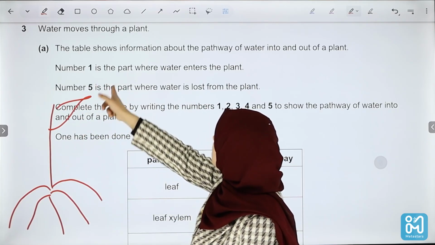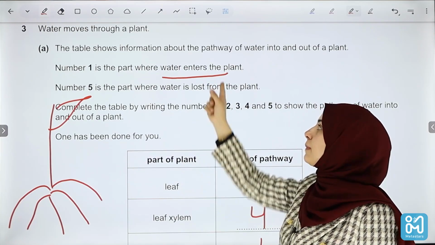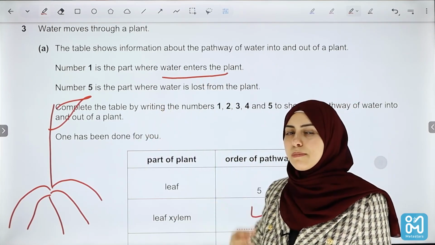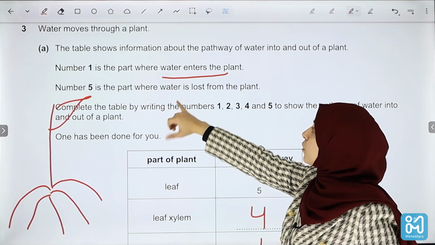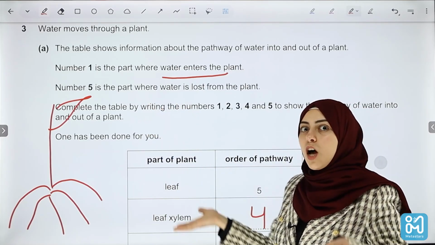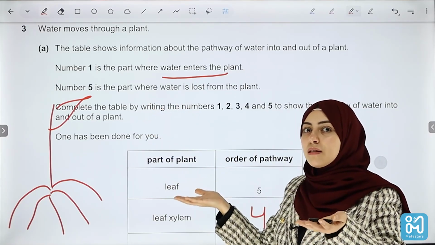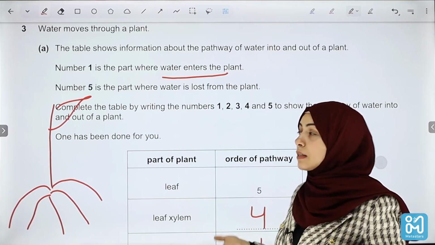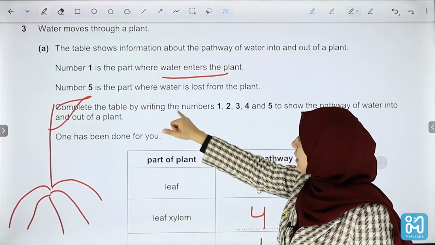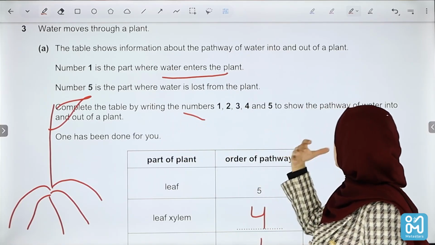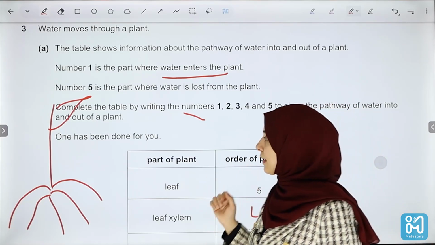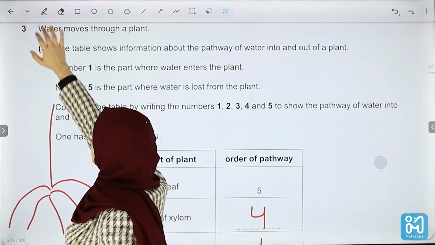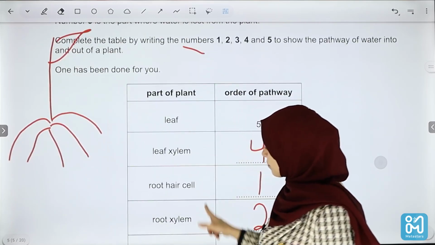Okay, so number 1 is the part where the water enters the plant. Think about it, enters the plant, so it's something related to the roots. Number 5 is the part where the water is lost, evaporated, the transpiration process. Complete the table by writing numbers 1, 2, 3, 4, and 5 to show the pathway of the water into and out of the plant. Let's see it together. Okay.